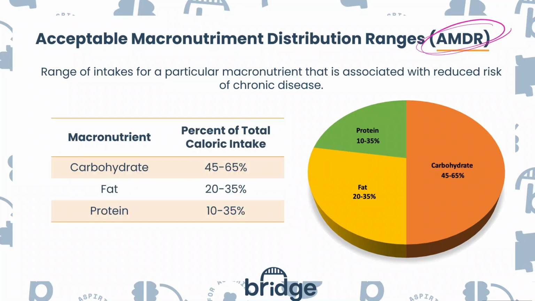For carbohydrates, the AMDR is set at 45 to 65% of total calories. This is a wide range, but it reflects how central carbohydrates are as an energy source. Carbohydrates fuel the brain, support activity, and provide fiber.